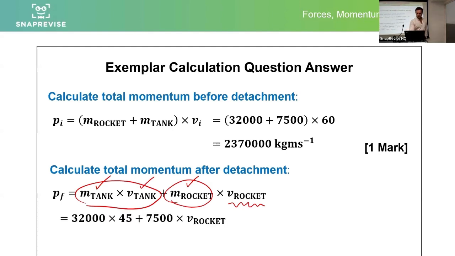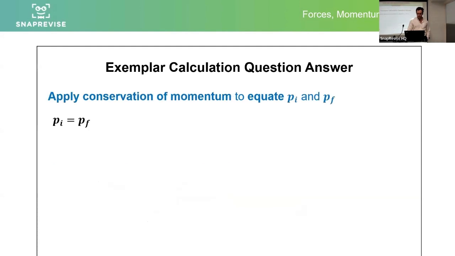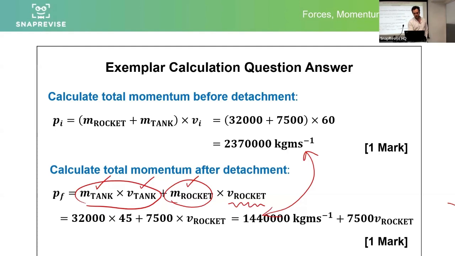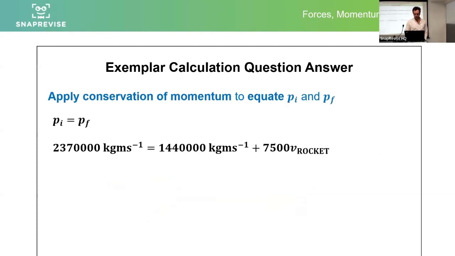Okay, so we've got an expression in terms of V rocket. Last thing to do is set these equal to each other because momentum is conserved. Fab. Sorry, that's just rearranging, neatening up this line, and then we're equating the two. Okay, rearrange for V rocket. It's 124 meters per second.